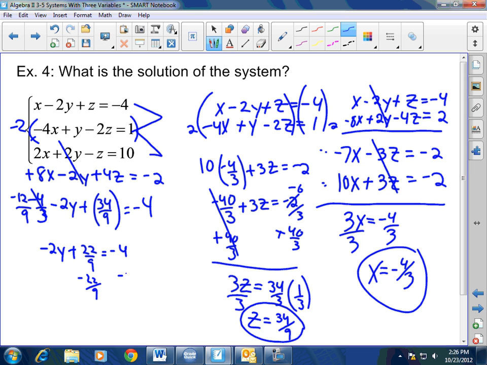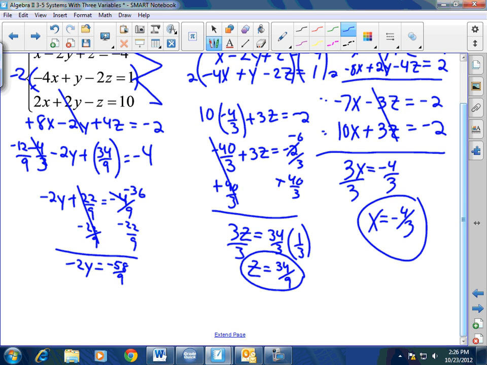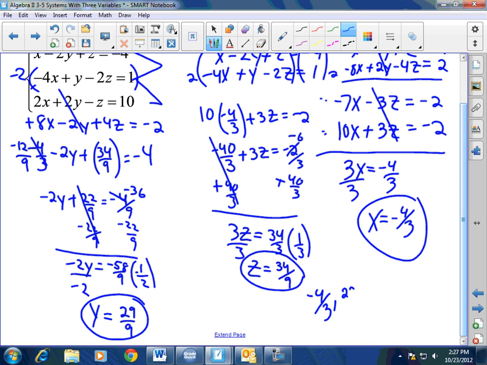Subtract 22/9 from both sides. Negative 2y is going to equal negative 36/9 minus 22/9, so that's negative 58/9. Almost done. Then divide by negative 2, so times the negative 1/2. And I'm going to have y equals 29/9. So my solution would be negative 4/3, 29/9, and 34/9. My goal is not to give crazy numbers like this.